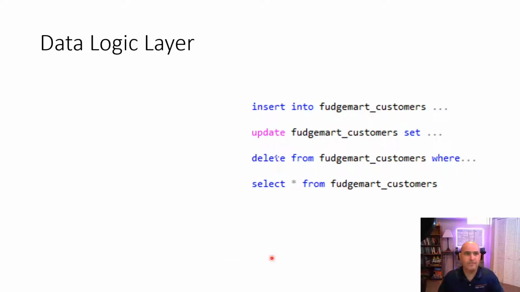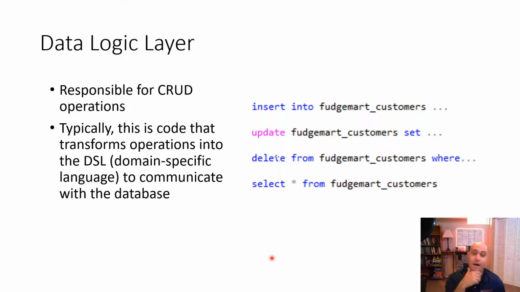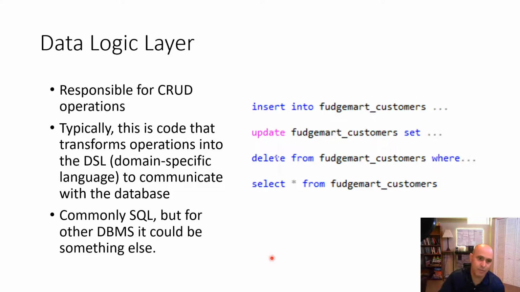So going down further is the data logic layer, and the data logic layer is responsible for talking to the database. That's all it does. It's responsible for the CRUD operations on the database. Commonly, this is done in SQL because SQL is the language that most databases will speak. Most database management systems will understand it in order to do these CRUD operations.